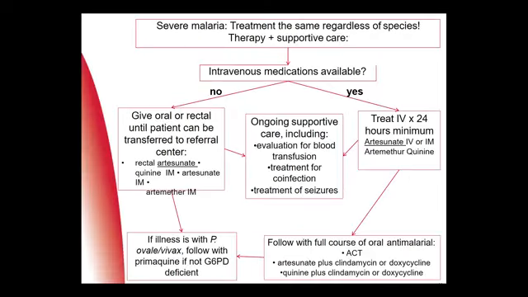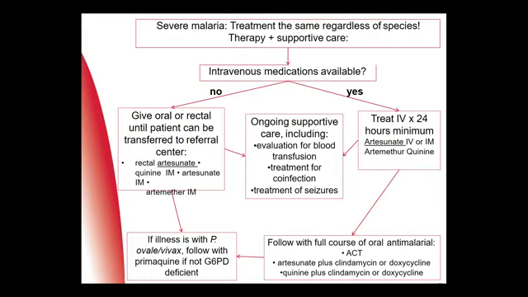Severe malaria, admission the same regardless of species. Therapy plus supportive care. Intravenous medication, if it's available, for 24 hours minimum: intravenous artesunate, or intramuscular artemether, or quinine. Then also we use ongoing supportive care, including evaluation for blood transfusion, treatment for co-infection, treatment of seizures. This treatment is followed by a full course of oral antimalarial: AST, artesunate plus clindamycin or doxycycline, quinine plus clindamycin or doxycycline.